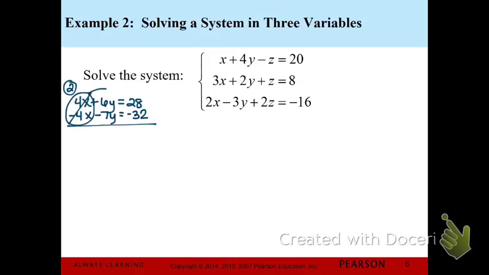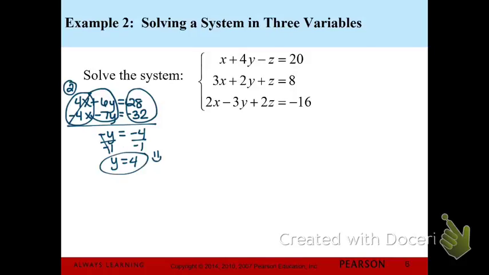Canceled. What is 6Y minus 7Y? Negative 1y. Okay, equals, what's 28 minus 32? -4. And then how do we solve for Y? Y equals 4. And we get Y equals 4. So yay, that's one of my answers.